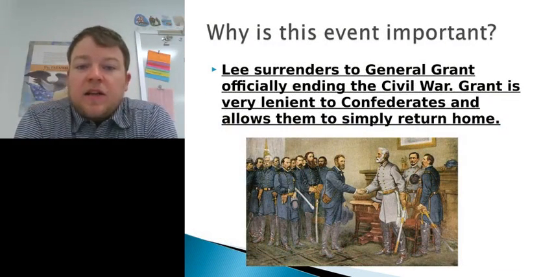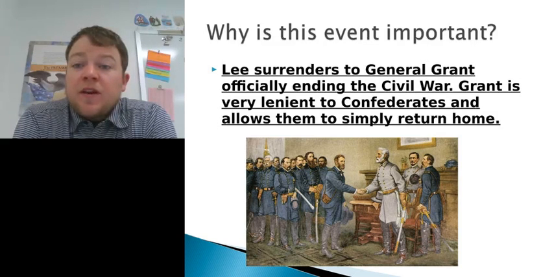And that's basically what I've said. The key important part, though, is Grant had been seen as this ruthless leader. One of the Union strategies at the end of the war was they knew they had more troops, they knew they had more supplies, so they would just keep sending soldiers at the South.